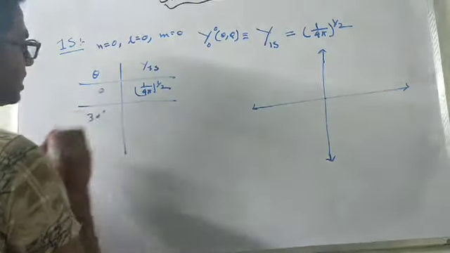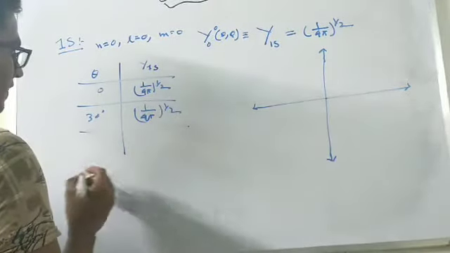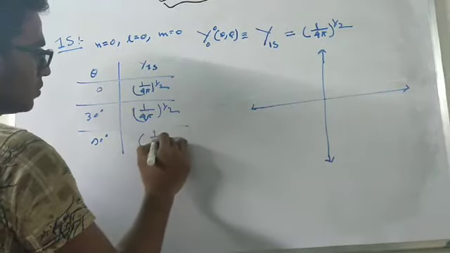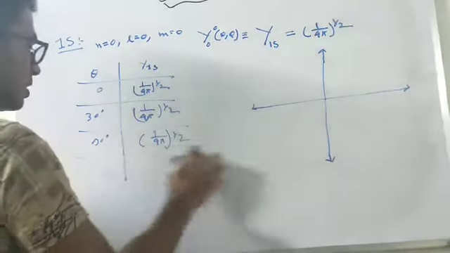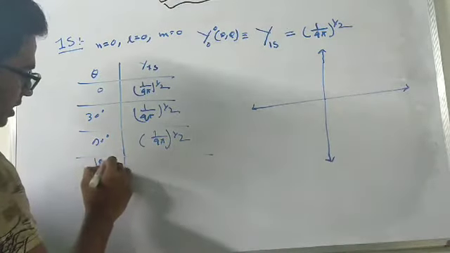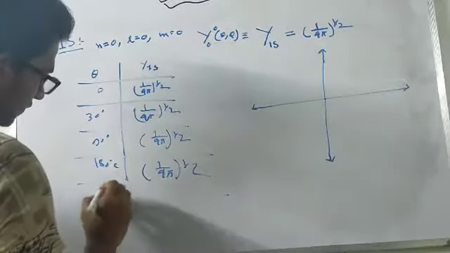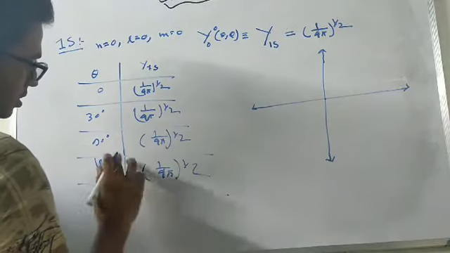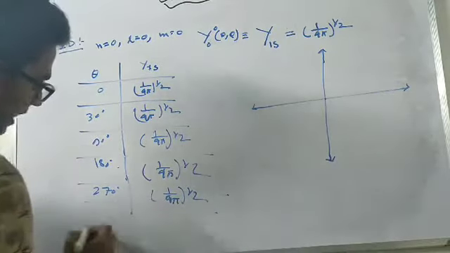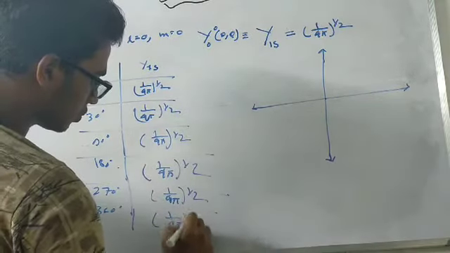If I ask at 30 degrees, what should be the value? This is again 1 over 4 pi to the power half. What is the value at 45 degrees, or directly at 90 degrees? The value will be 1 over 4 pi to the power half. At 180 degrees, you will find the same. What will be the value for 270 degrees? This is also again 1 by 4 pi to the power half. And at 360 degrees, you will simply say 1 by 4 pi to the power half.